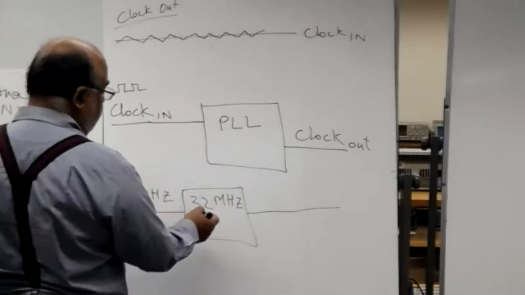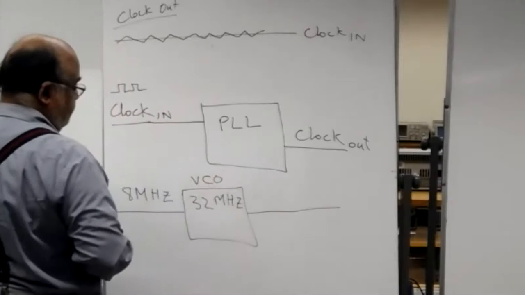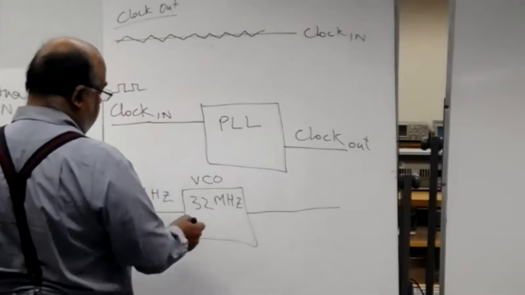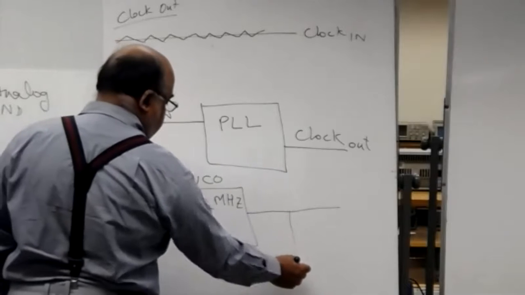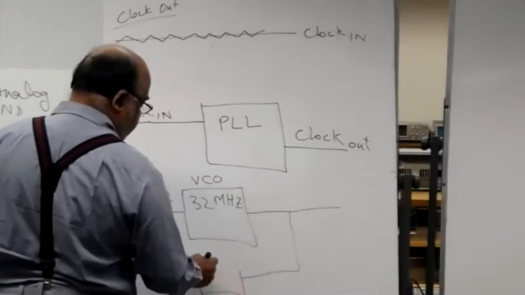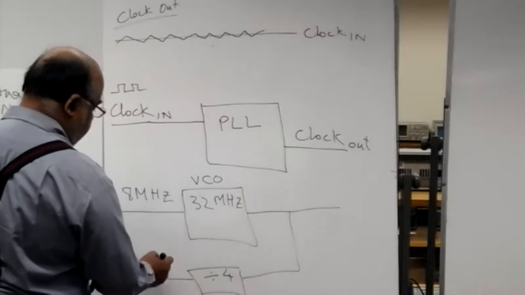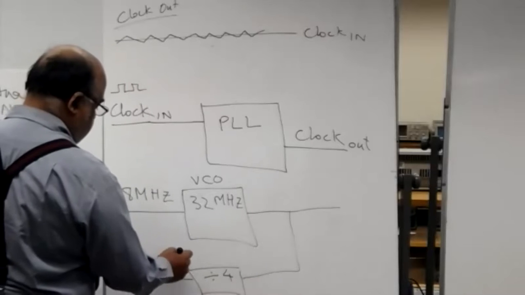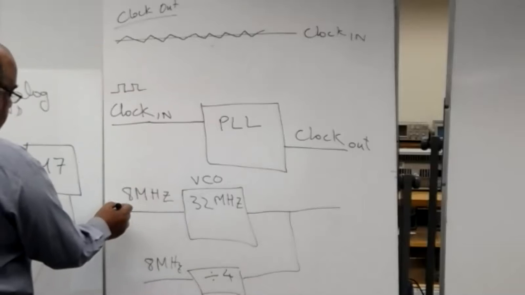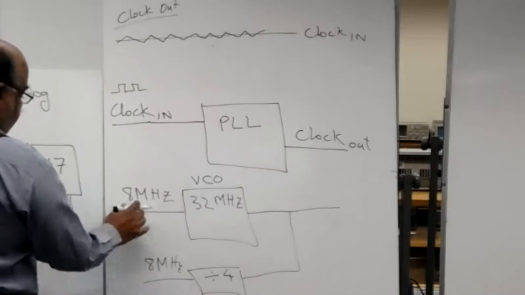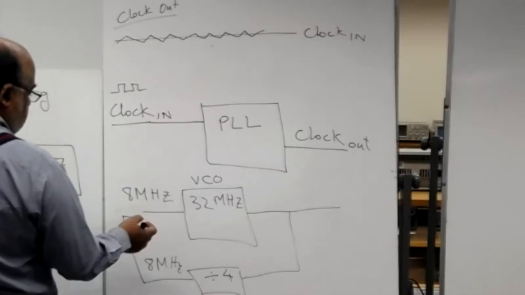So there is a 32 megahertz oscillator, which is a voltage controlled oscillator. Now, how is this synchronized with this? You have a counter which divides this by 4, so you get 8 megahertz output. Between this 8 megahertz and this 8 megahertz, you have a phase lock loop.